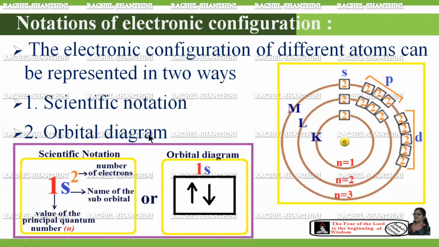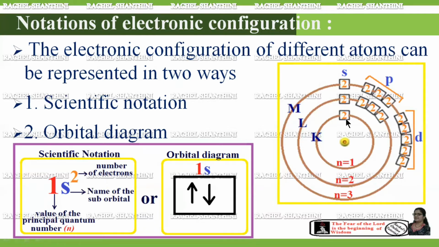In the second notation, each orbital is represented by a box. The suborbitals present in the shells K, L, M, and so on are represented by writing the principal quantum number before the respective subshell. For example, to represent the s orbital in the K shell, we have to write 1s either at the top of the box or at the bottom of the box.